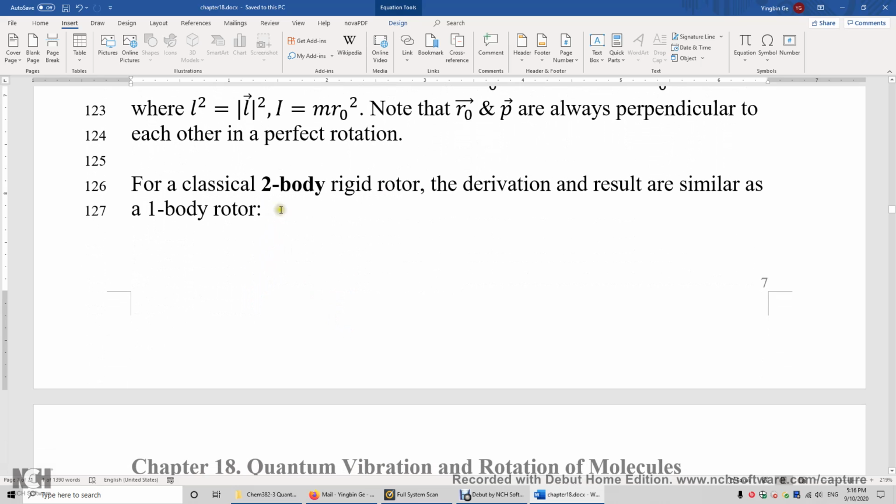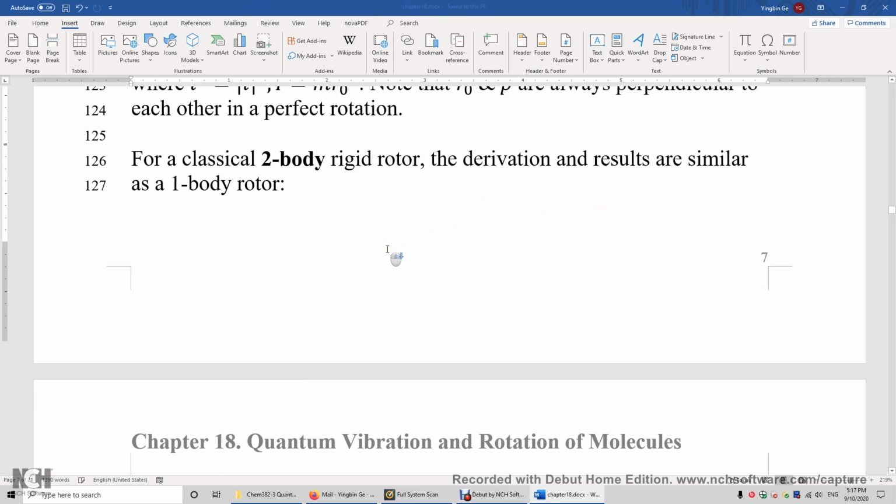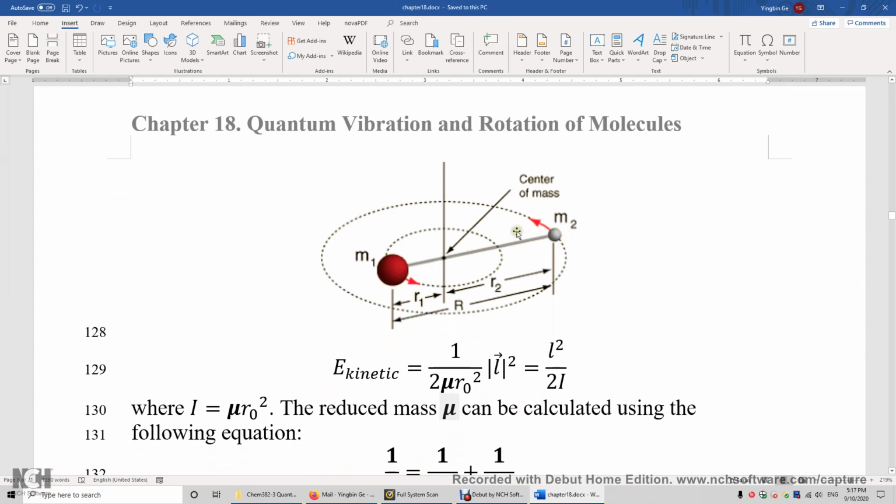For a classical 2-body rigid rotor, the derivation and results are similar to the 1-body rotor, almost exactly the same. This is a 2-body rotation, M1 and M2. They both rotate about the center of mass. This distance is R1, this distance is R2. This R is the sum of R1 and R2. When we have a rigid rotor, this uppercase R is a constant. We use R sub naught, R0, for this constant.